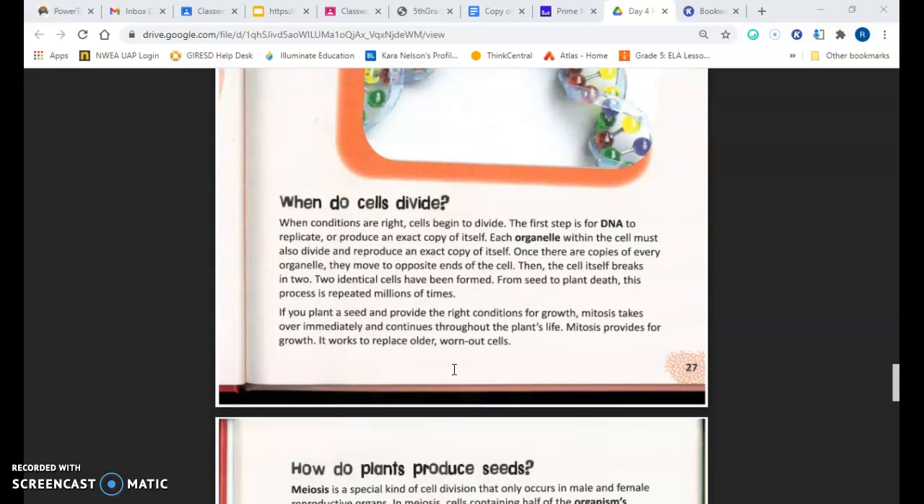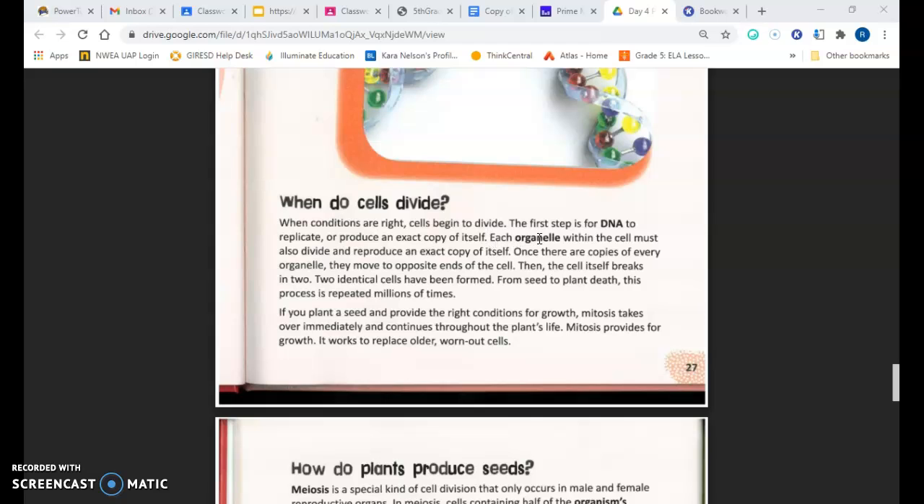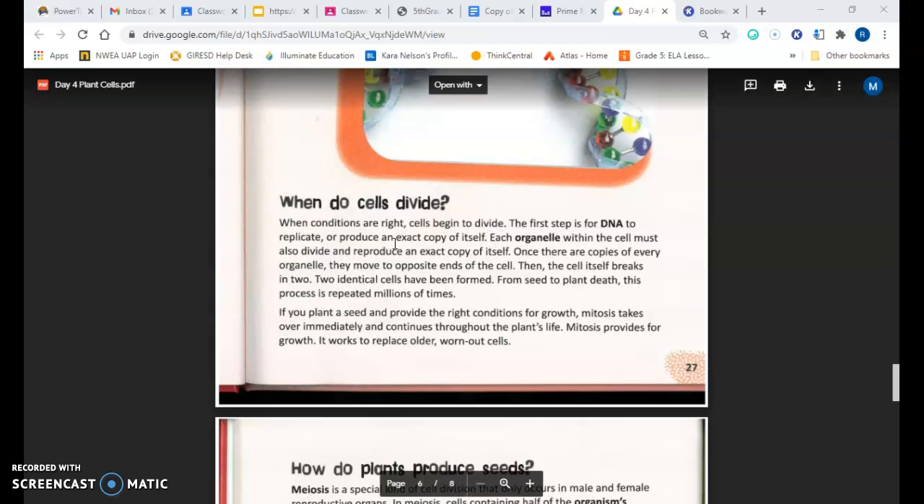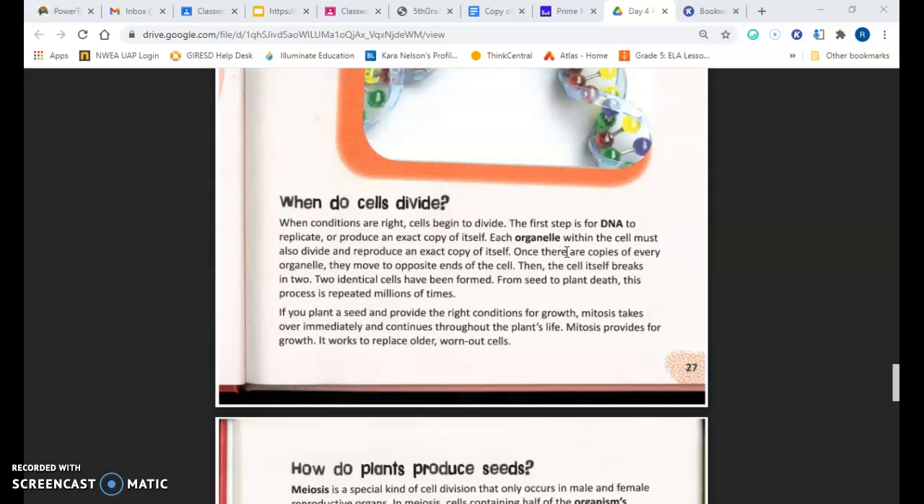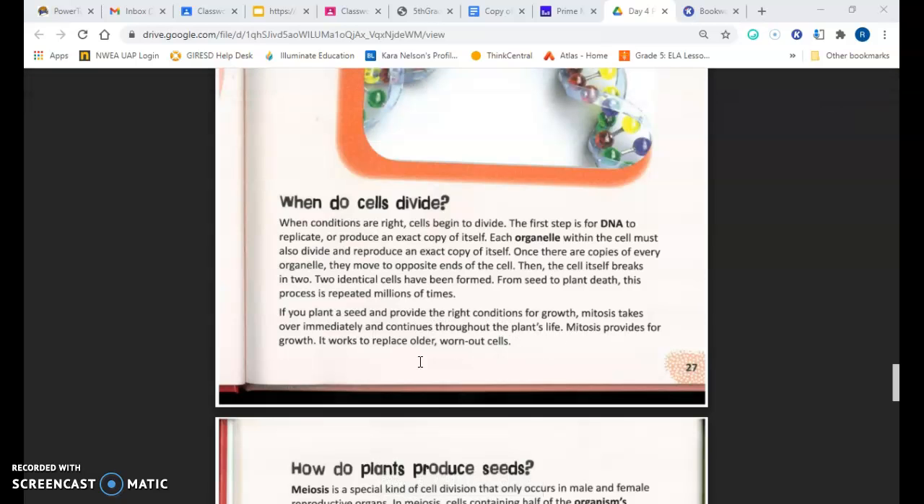So when do cells divide? When conditions are right, cells begin to divide. The first step is for DNA to replicate or produce an exact copy of itself. Each organelle within the cell must also divide and reproduce an exact copy of itself. Once there are copies of every organelle, they move to opposite ends of the cell. Then the cell itself breaks in two. Two identical cells have been formed. From seed to plant death, this process is repeated millions of times. If you plant a seed and provide the right conditions for growth, mitosis takes over immediately and continues throughout the plant's life. Mitosis provides for growth. It works to replace older, worn-out cells.